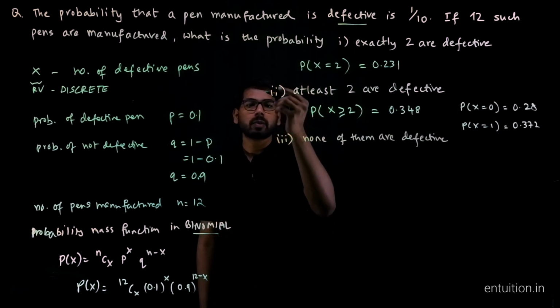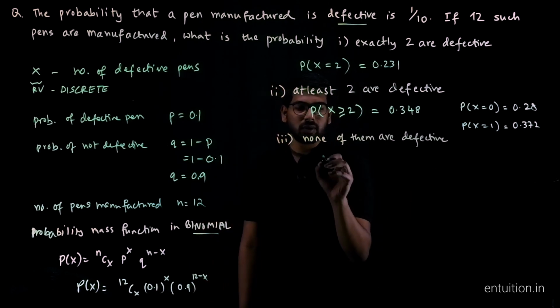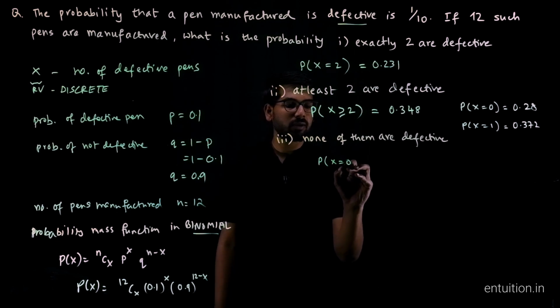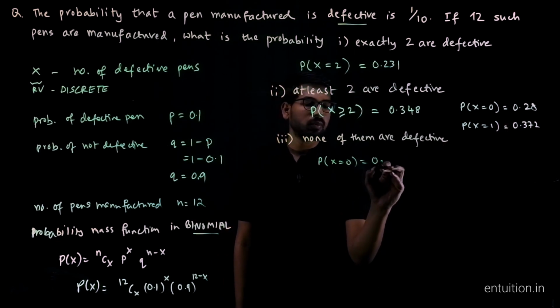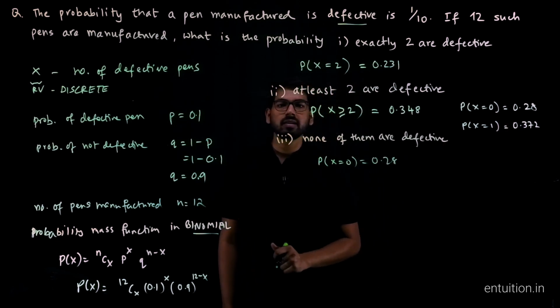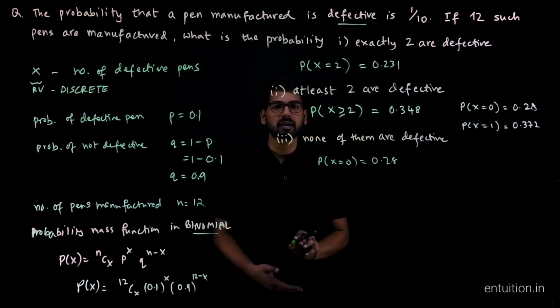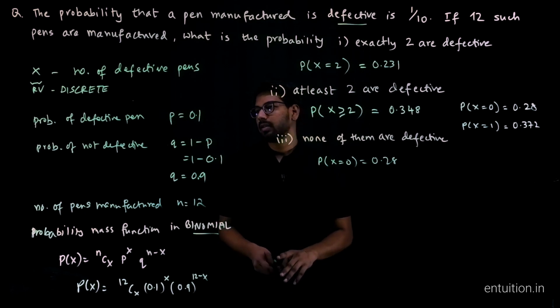Okay. Finally, the probability that none of them are defective. If none of them are defective, then x is equal to 0. The probability that x equal to 0, we already found out, is 0.28. So there is a 28% chance that none of the pens out of the 12 pens manufactured are defective. Okay. This is a very simple question.